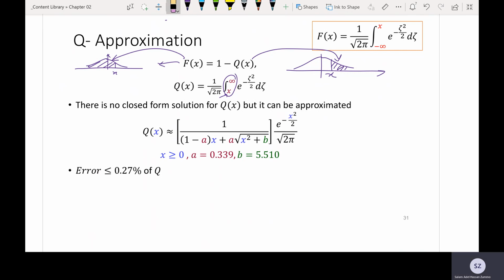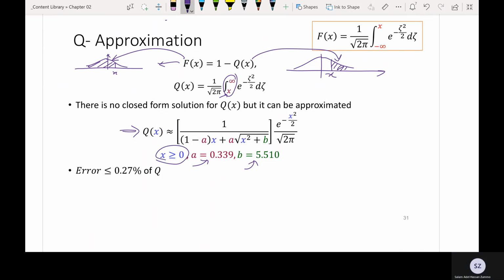Now, luckily, there is an approximation for the Q function given by this. I'm amazed by this approximation, you can just calculate it using your calculator. It's 1 divided by blah, blah, blah. Where A is some approximation constant, and B is another approximation constant. And this only applies for x larger than 0.